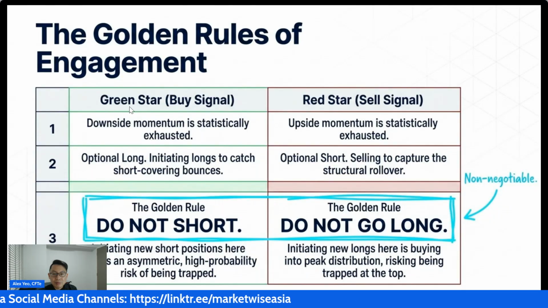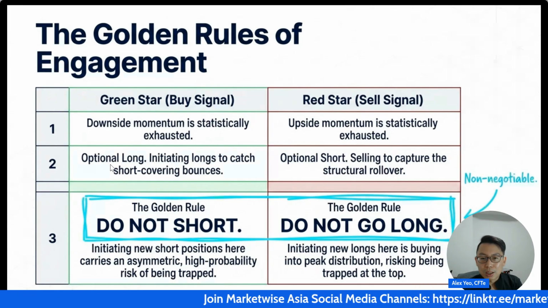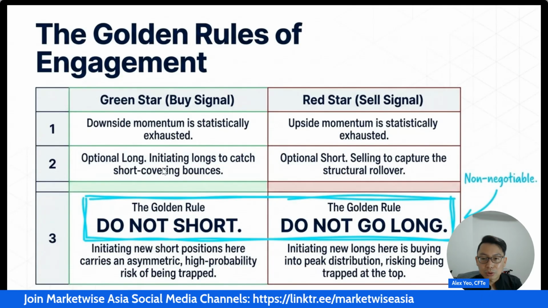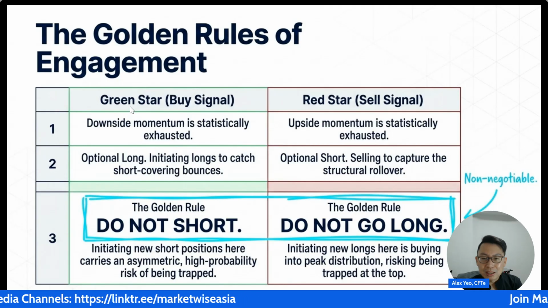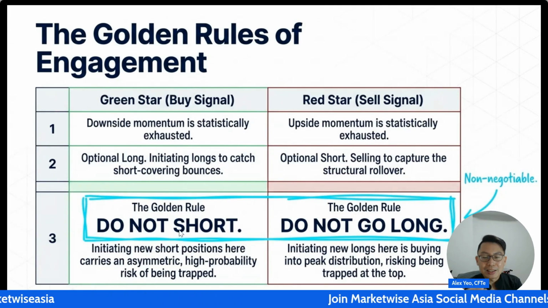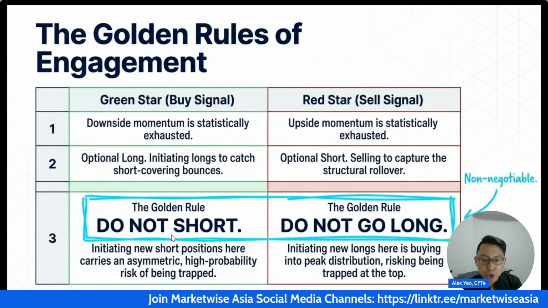So for example, if you see a green star, basically it means that the downside is exhausted. You could choose to go long, optional long, to catch the potential bounce. But once you see a green star, you don't go and short it. It tells you that potentially the selling is exhausted already, so you don't continue to short it.